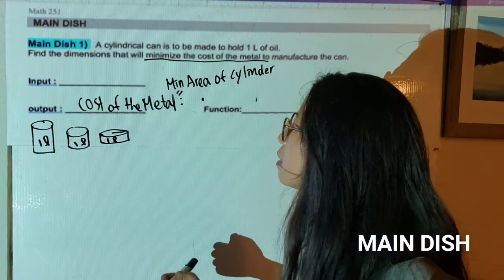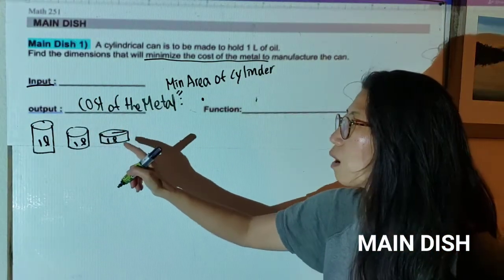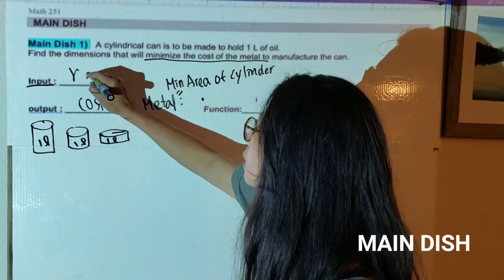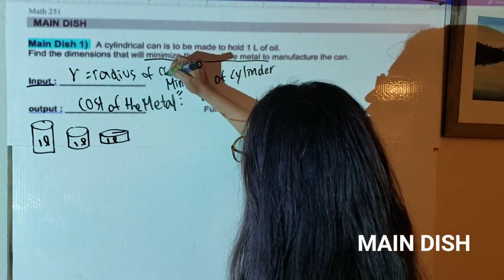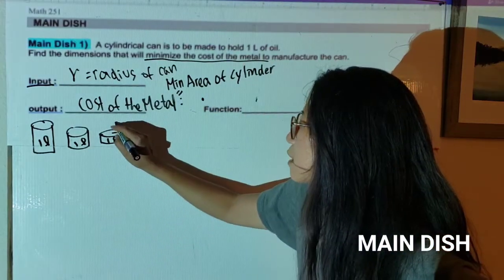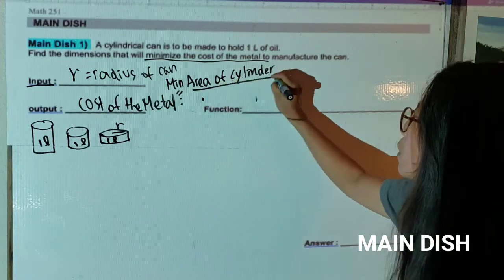Okay, and then what do we need to set now? Input then. Since it's a cylinder, do we use X or R? We are going to use R as a radius of the can. So I'm going to set that as R, and then we'll try to find the minimum area of a cylinder.